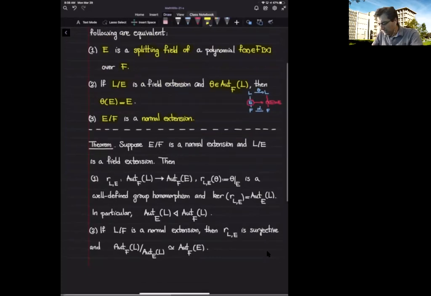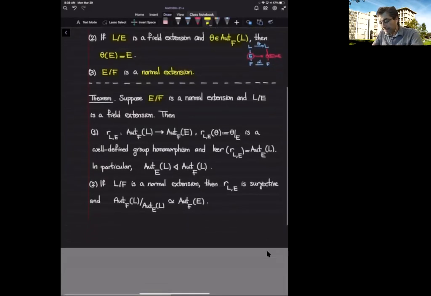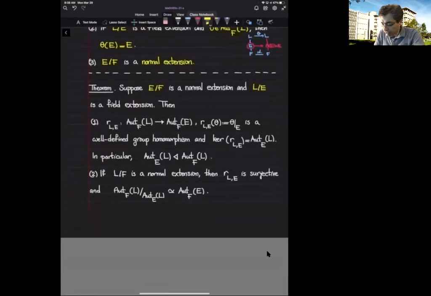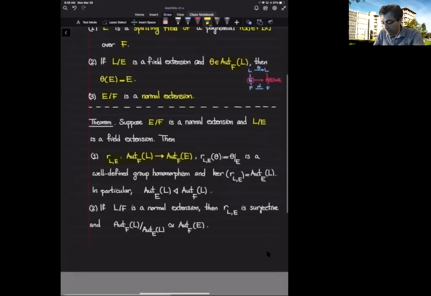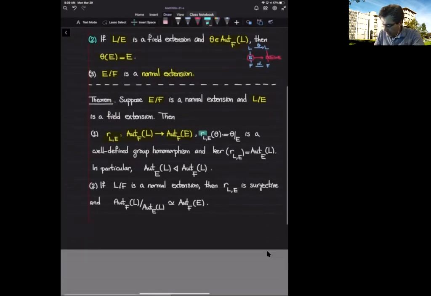So what do I mean by that? Suppose that E over F is a normal extension, then for any extension L of E that I give you, I can talk about the restriction map from F automorphisms of L to F automorphisms of E, and it's going to be a well-defined group homomorphism. Notice that because of the second property, if theta is an F automorphism of L, when I restrict to E, it is sent to E. So restriction of this theta to E indeed gives us an F automorphism of E. So this R sub L comma E is a well-defined map.